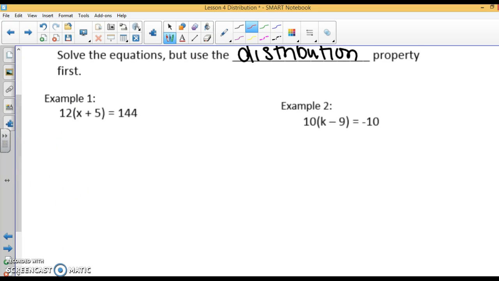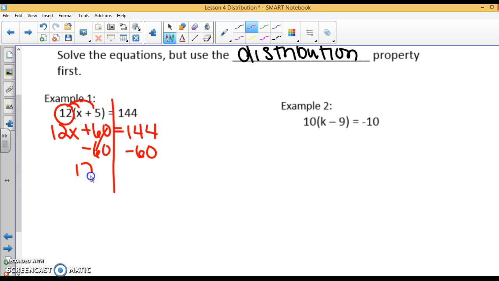For my first example, I have 12 times the quantity x plus 5 equals 144. I want to distribute my 12 inside my parentheses. So I can do 12 times x is 12x, and 12 times 5 will give me 60 equals 144. I can subtract 60 from both sides, giving me 12x equals 84. Divide that by 12 on both sides, and I'm left with x equals 7.